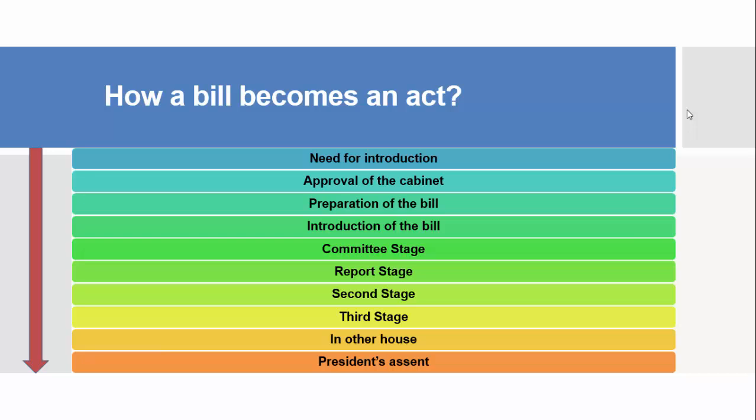I think now it is very clear to you how the laws are made in our country. And this is a very, very beautiful and transparent stage where we are making the laws in a very transparent manner in the Parliament of India.